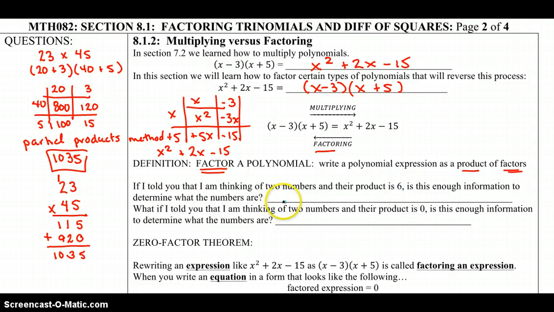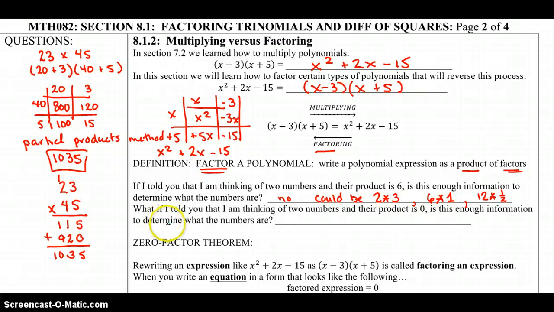Alright, well, if you've just unpaused, and hopefully you paused to think for a little bit first before just listening to what I'm going to tell you the answer is. So the answer here is no. These two numbers could be 2 times 3, that would give us 6. But we could also have 6 times 1, that gives us 6, or we could even have something like 12 times a half. It would also give us 6.